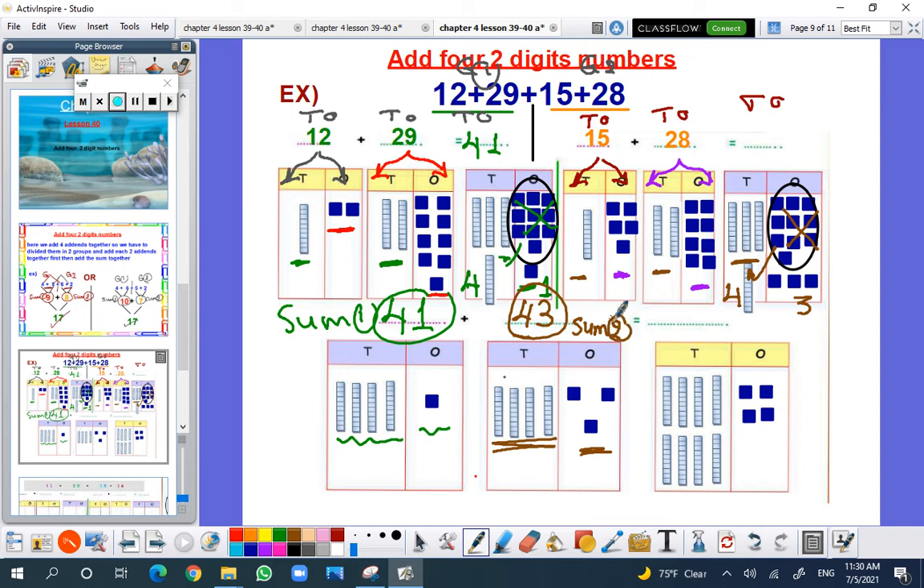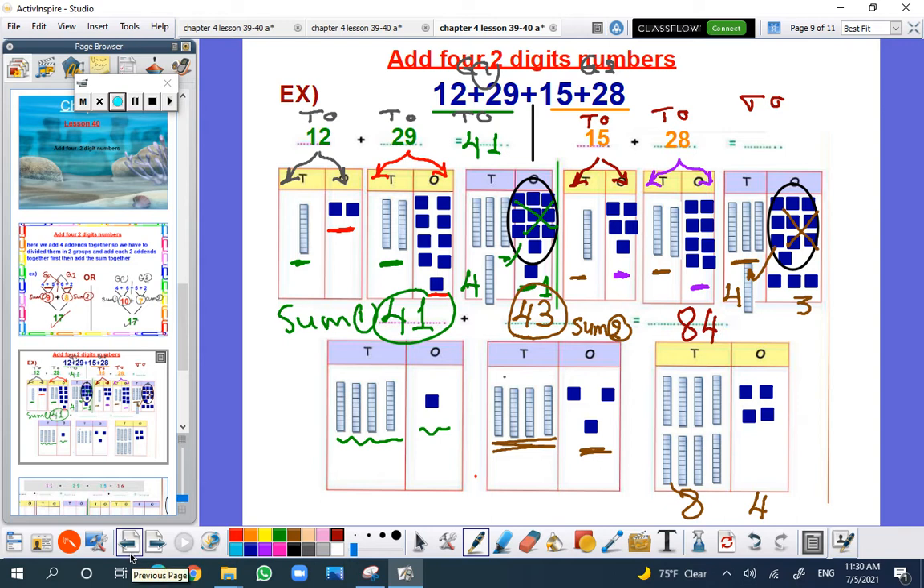The last step is to add sum of group number 1 with sum of group number 2. Here I have 4 plus 4, so here I have 8 on the tens. And 1 plus 3, which is 4. So here I have 4. So 41 plus 43 equals what, guys? What is the final answer? Which is 84. This is the final sum of the 4 addends.